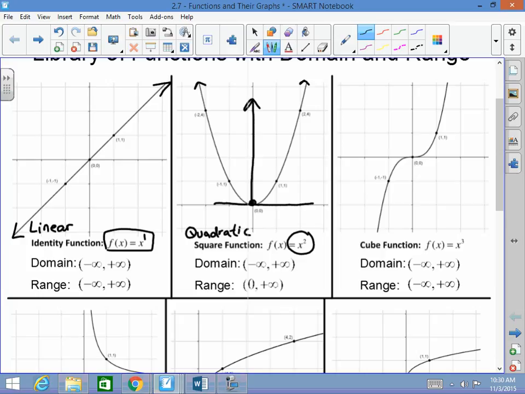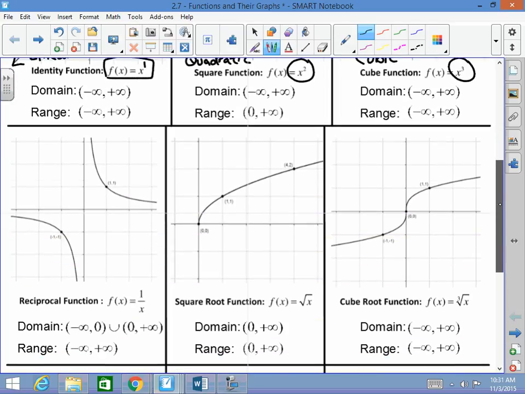Cubic function or cube function. Sometimes they call it cubic. It's called cubic because x is raised to the third power. It's cubed. If you can see, this has a form here, a little squiggly line, and that is the form of the parent function. The domain and the range here are both all real numbers. They go from negative infinity to positive infinity.